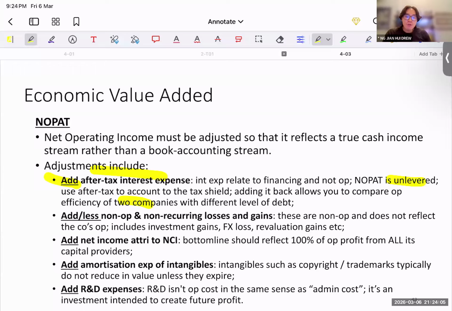We typically remove any non-recurring, non-operating gains and losses, and this can include things like investment gains, tax gains, revaluation gains. So these are not really operations, we remove it, right? Gains are being removed, losses are being added back. We add back any net income attributable to NCI, so non-controlling interest.